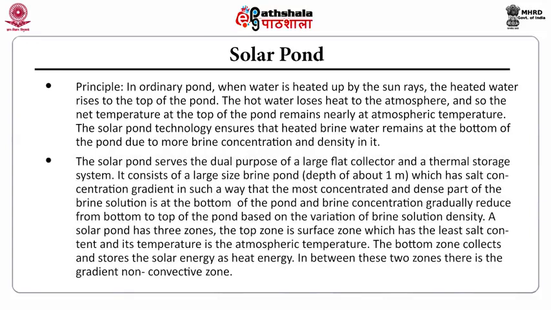The solar pond serves the dual purposes of a large flat collector and a thermal storage system. It consists of a large size brine pond, depth of about 1 meter, which has a salt concentration gradient in such a way that the most concentrated and dense part of the brine solution is at the bottom of the pond, and brine concentration gradually reduces from the bottom to the top of the pond based on the variation of brine solution density. A solar pond has 3 zones.